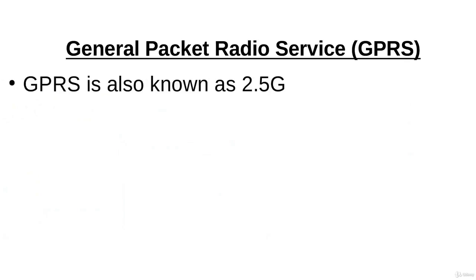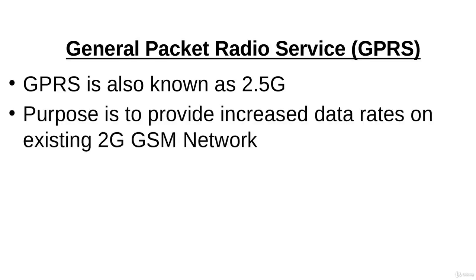Now GPRS is General Packet Radio Service, and we also know GPRS as a 2.5G network. So what is the purpose of GPRS? The purpose of GPRS is basically to provide increased data rate on the existing 2G GSM network. This means that we don't have to buy a spectrum for a new technology, but on the existing 2G we had higher data rates till 3G was deployed.